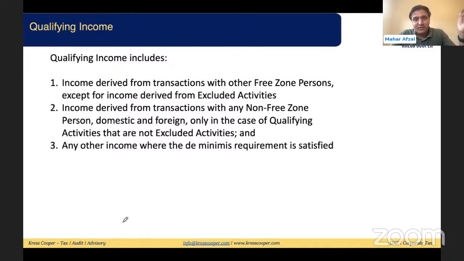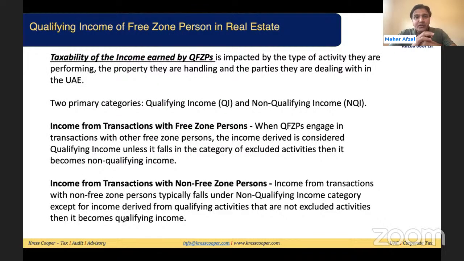These incomes will be subject to tax at 0%. And if this de minimis criteria is breached, then the person will not be able to enjoy the small business relief for the current tax period and the subsequent 4 tax periods, which we've already discussed in detail. Now, regarding the taxability of the qualifying free zone person, as I mentioned, the qualifying free zone person will have qualifying income and non-qualifying income.